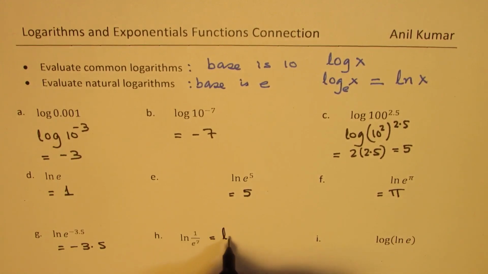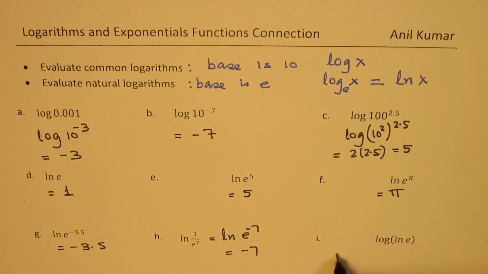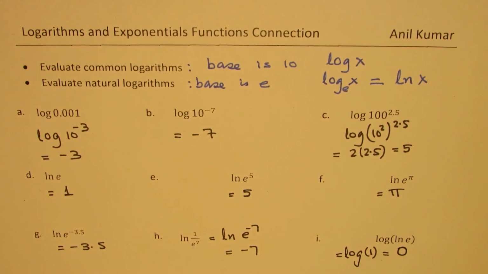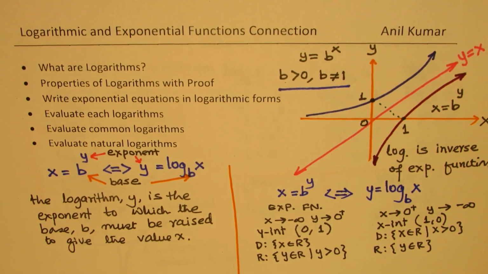Now here, it is the same as writing ln e to the power of minus 7, so it should be equal to minus 7. The last one here is log ln e. Now ln e is 1, so we get this as log of 1, and you know log of 1 is 0. So that's it. I hope with this, the whole concept about logarithm is well understood, right? Of course you can't master it with this video, but you have a good idea. So let's get back to our basics: logarithms are inverse of exponential functions. To solve exponential functions, we can use logarithms, and to solve logarithmic equations, we can use exponential functions, right?